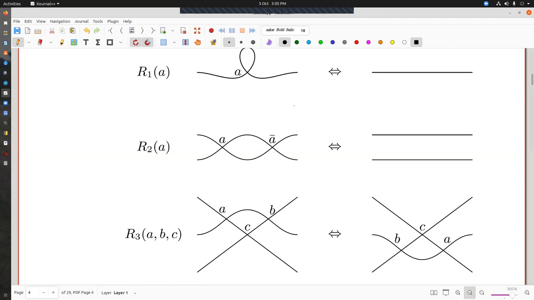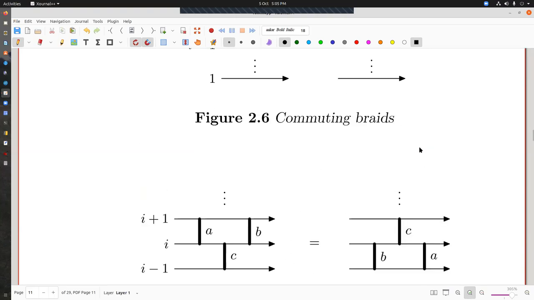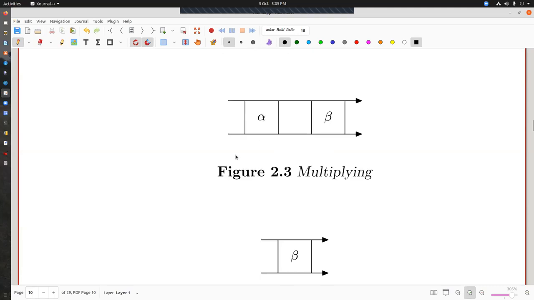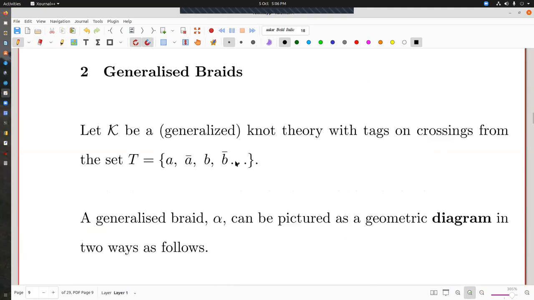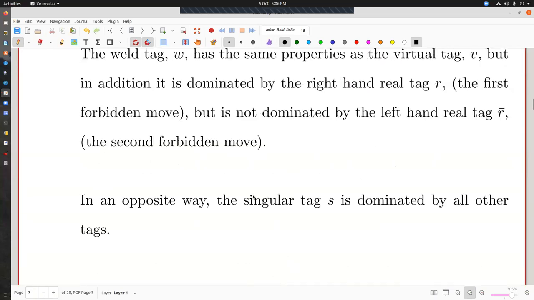Now, I'm going to assume that all these arcs are ordered, and I can always assume that they're ordered from left to right. There's a trick you can do to make, oops, that's not what I was supposed to have. What happened there? I don't know why that happened.